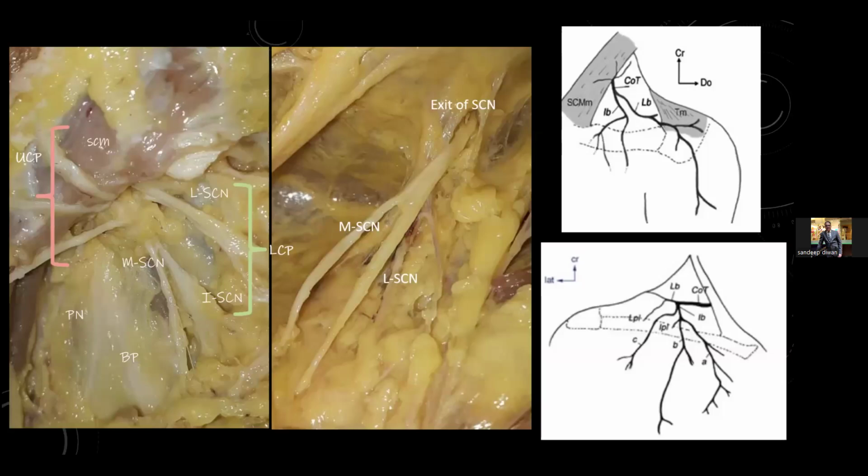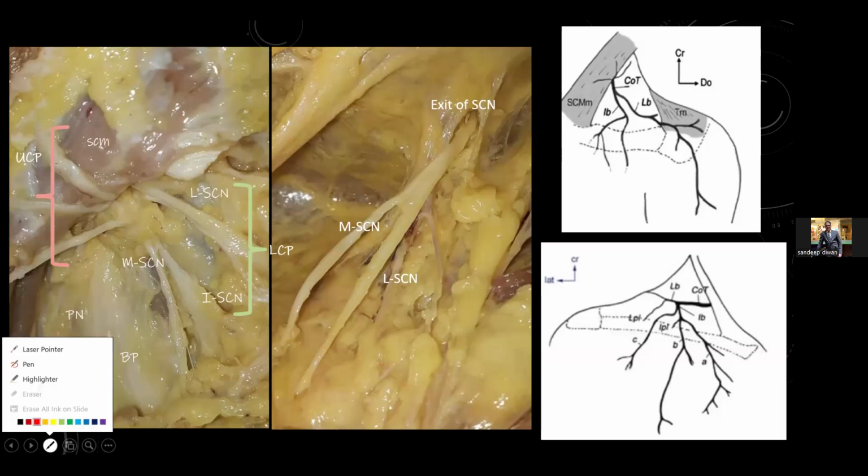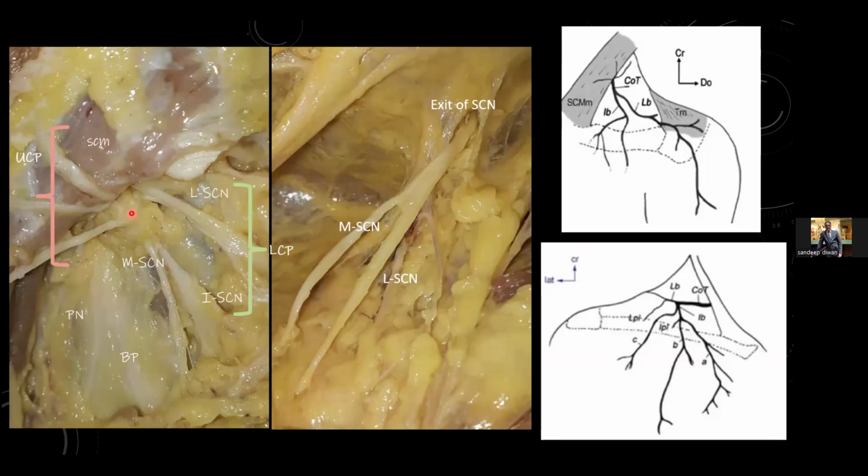So, coming to the superficial cervical plexus, we are not going into the details of how it is formed, but this is one of the dissections that we made, and you can see that this is the sternocleidomastoid on the left side, and this is the midpoint of the sternocleidomastoid from which emerge the upper cervical plexus and the lower cervical plexus. Now, we are more interested in the lower cervical plexus as we do a lot of orthopedic surgeries, and it's all related to that. So this is the lateral, that is the intermediate, this is the medial supraclavicular nerves, and these would be the greater auricular and the transverse nerves.